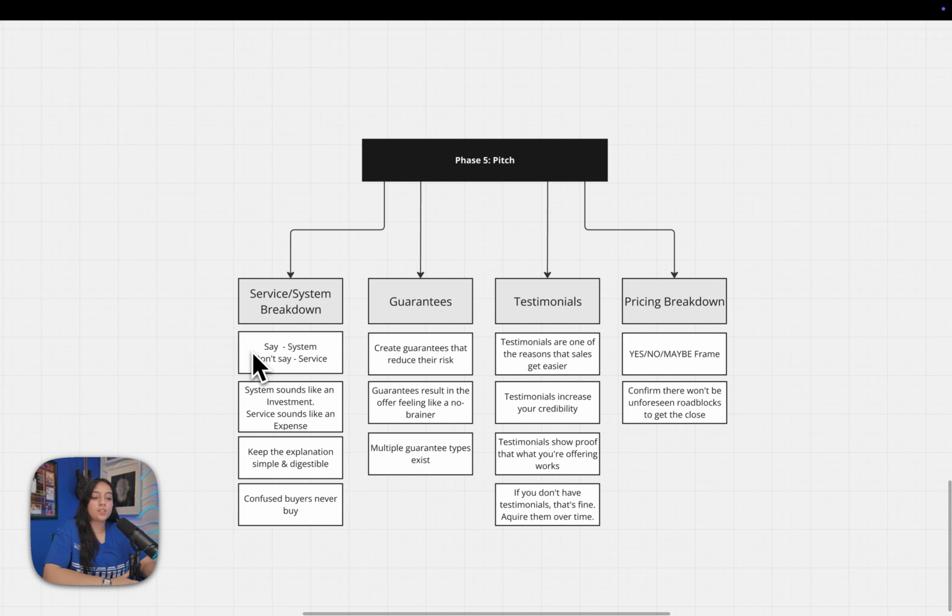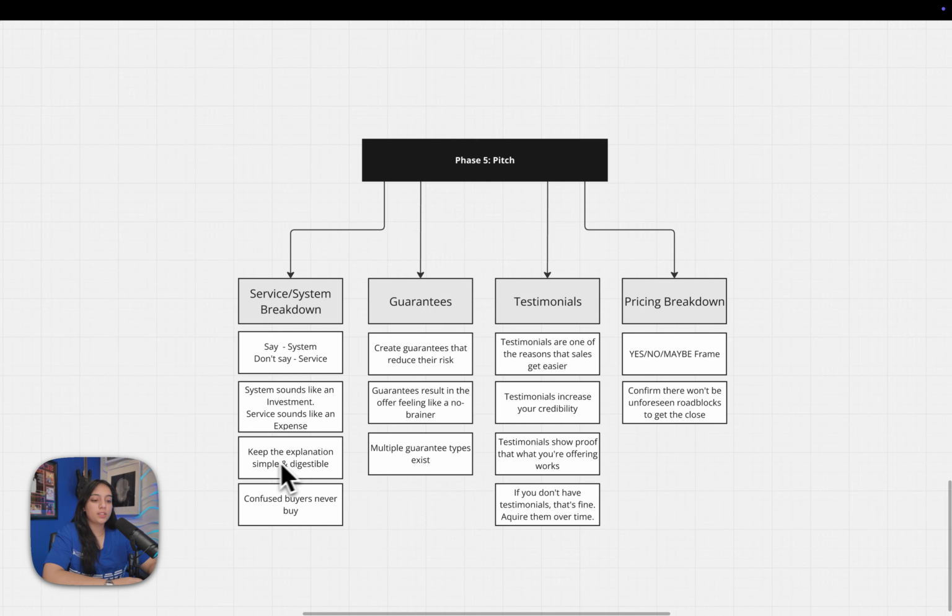You want to make sure that you say system and not service. And the reason is because business owners can view services as an expense, but they take a look at systems and they think it's an investment or a competitive advantage in their industry. And obviously, business owners are always drawn to investments and competitive advantages, and they often try to avoid expenses where they can. So by making your offer sound tangible and systematic, you can increase the perceived value and therefore your chances to close a deal skyrocket.